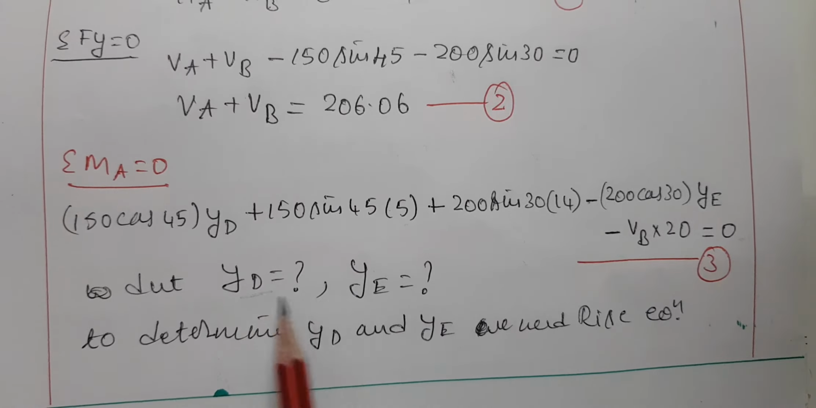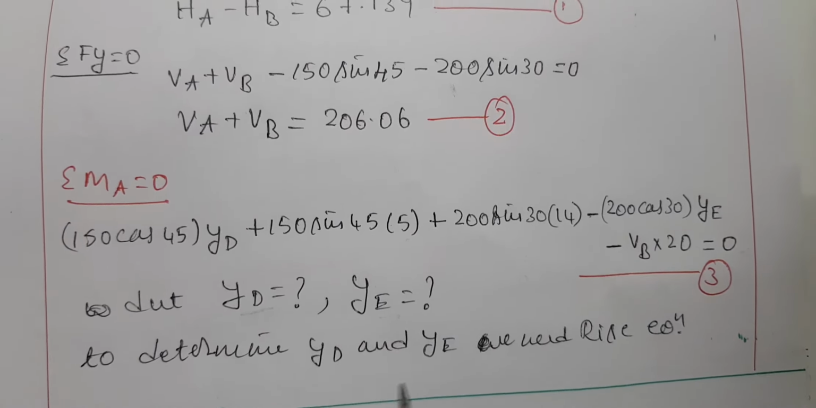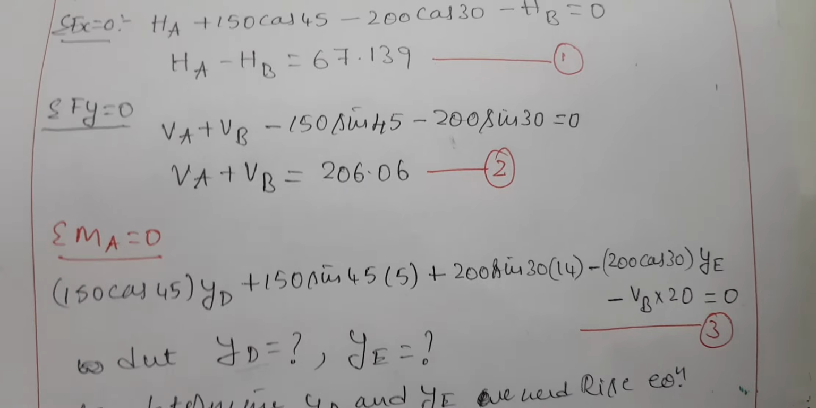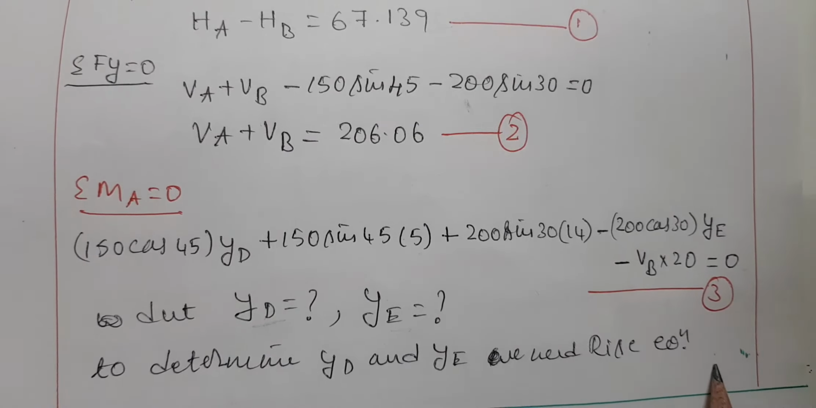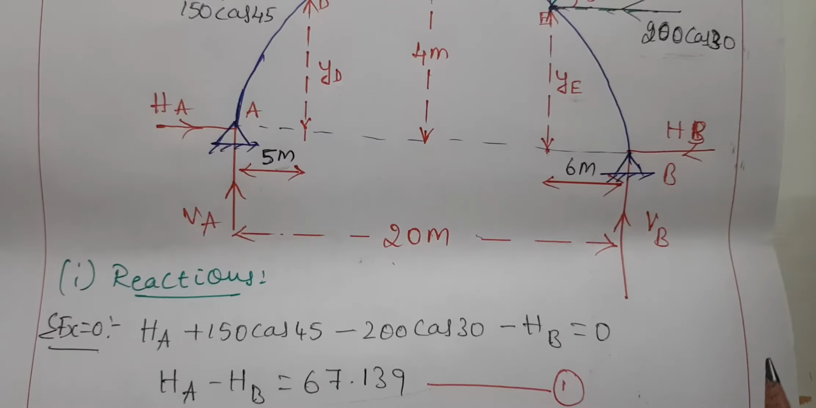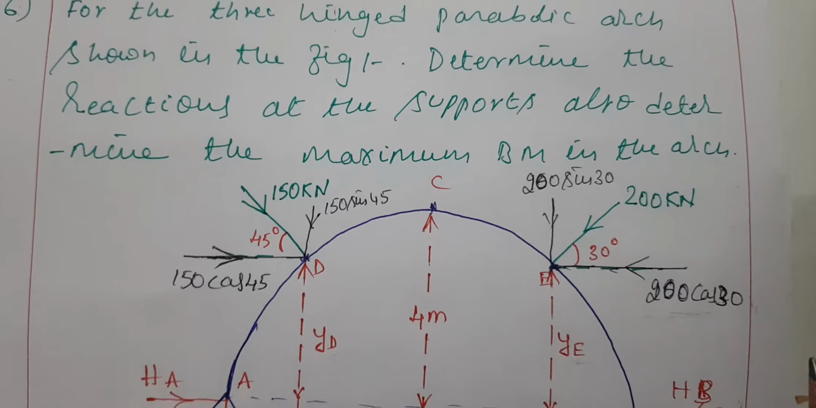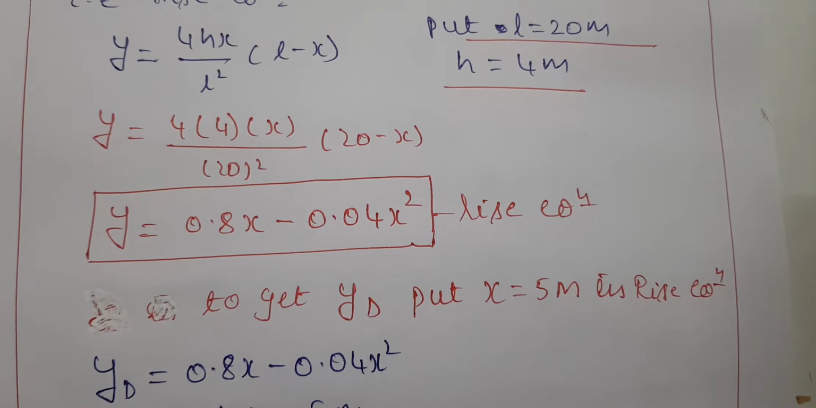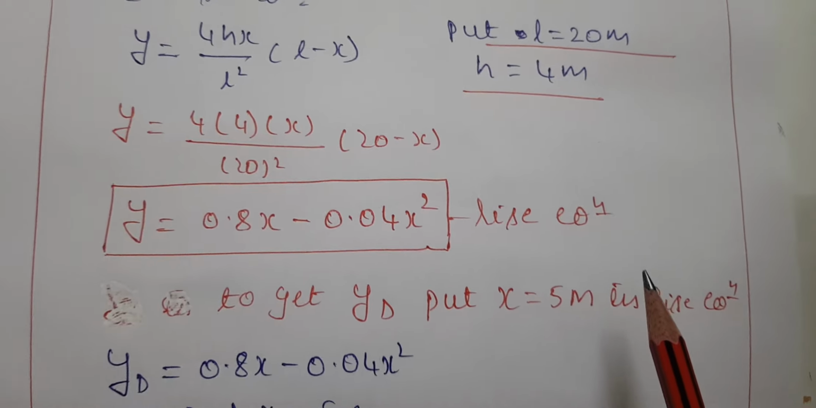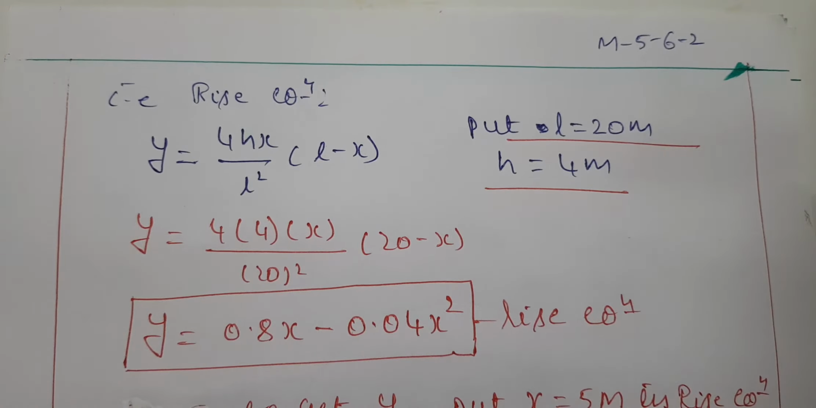Your unknowns are YD and YE. In order to determine YD and YE, we know the equation of rise. From the equation of rise, if you substitute the values, then you will get the other unknowns, that is YD and YE. First, we are finding the rise equation.